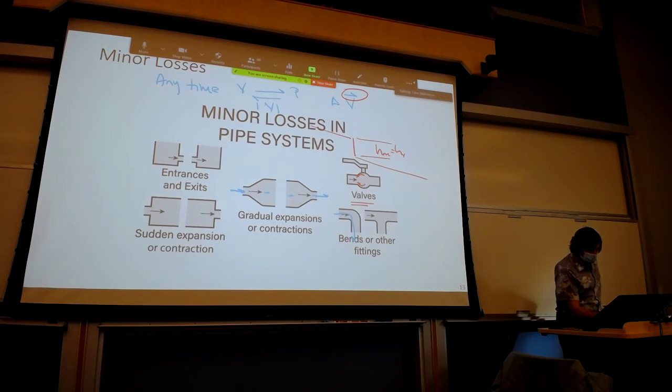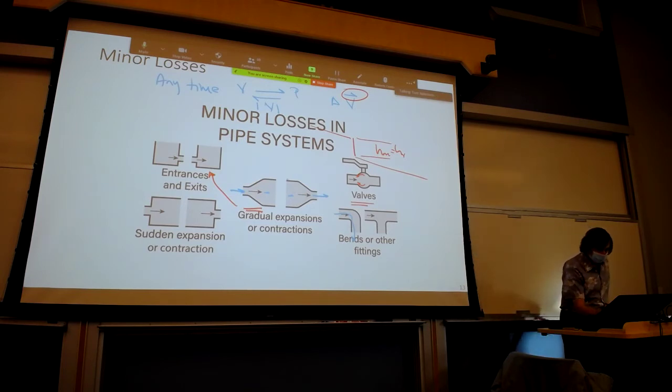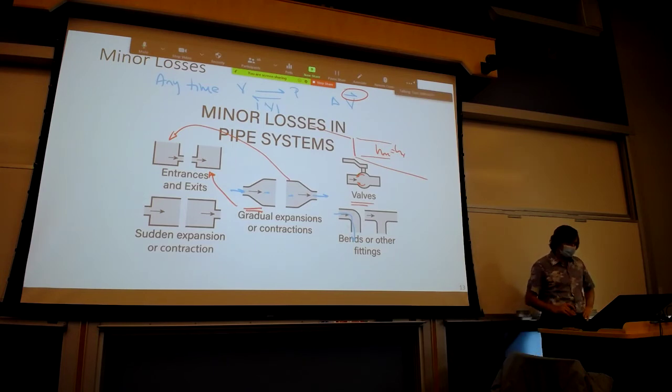If you think about it, a gradual expansion at the limit is an exit where you go from a pipe into a large reservoir. And a gradual contraction at the limit is a pipe entrance. And when we get to talk about the table, I'll put those out to you.